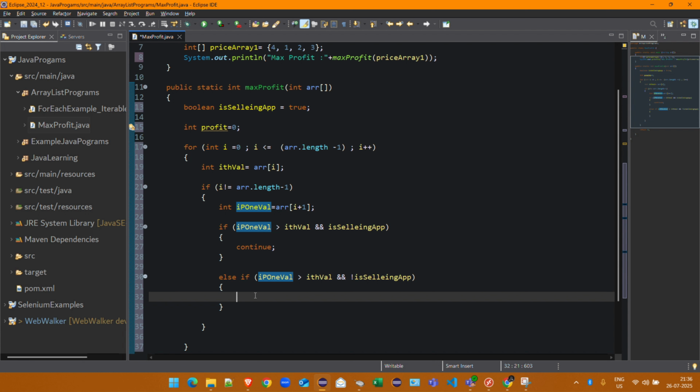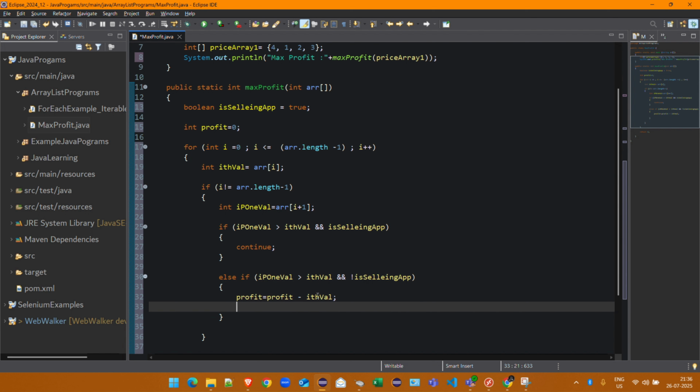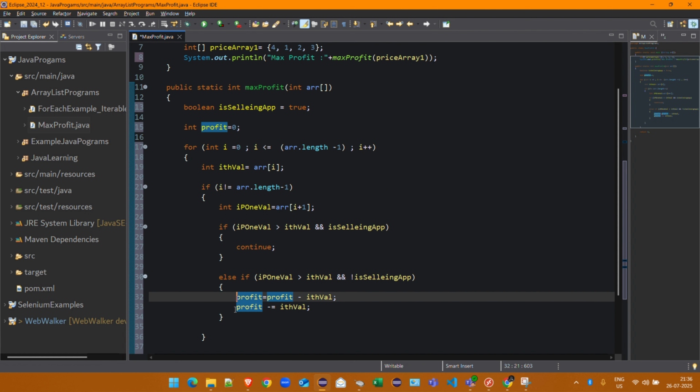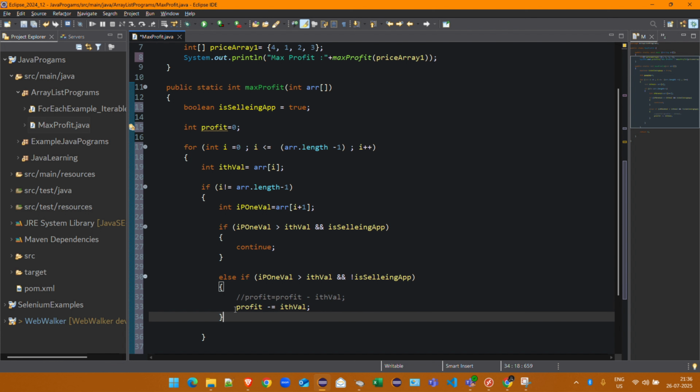And to buy today, I will have to pay that price from the profit, whatever profit I have, right? So I will write profit is equal to profit minus today's value. So this will calculate for me, or I can write profit minus equal to ith value. Both are the same, right? This should be together. Okay, so this indicates the same only.